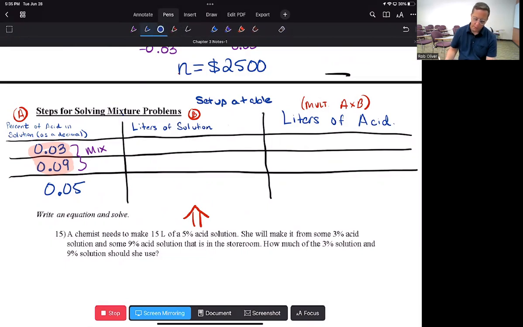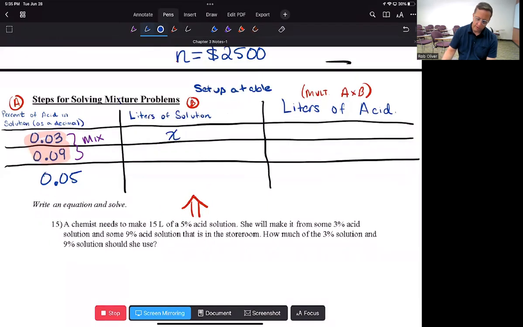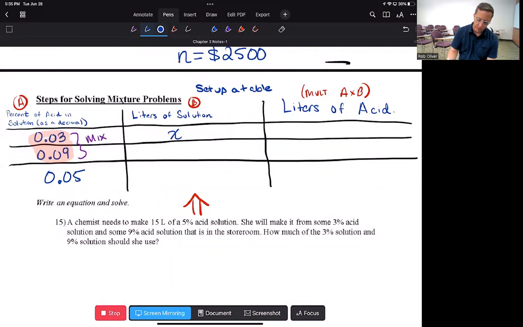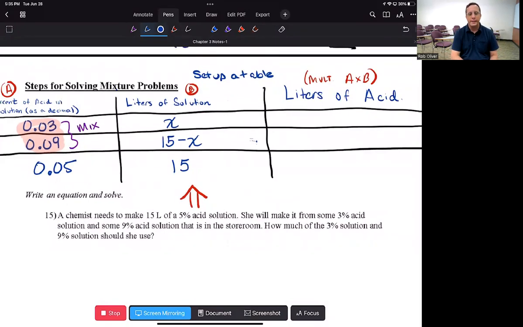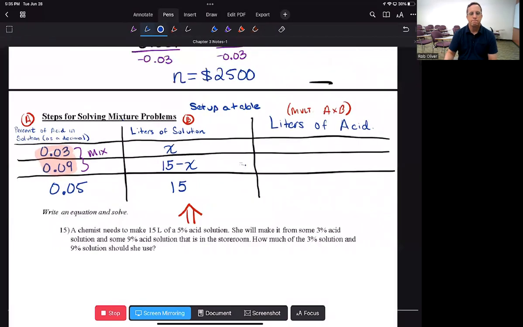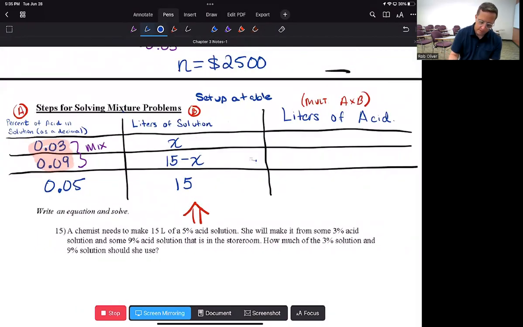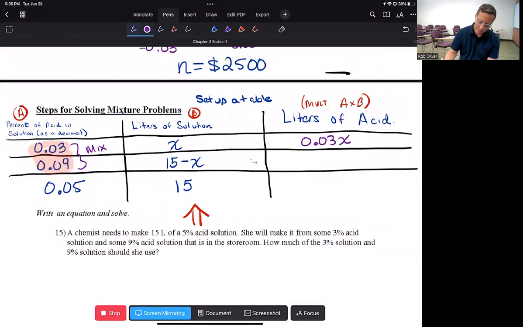So what are we going to do? For this one, we're going to do, how about x? Okay. And then for this one, I'm going to do 15 minus x. And then for this one, we're going to do 15, because that's what we need. We need 15 liters. And then we're going to multiply those things. So multiply them out. This one comes out to 0.03x. And the other one is going to be 0.09 times 15 minus x.